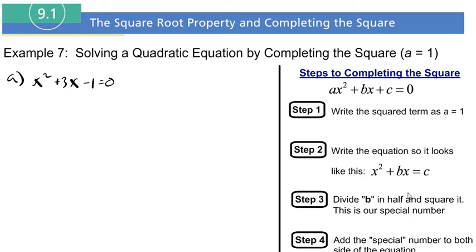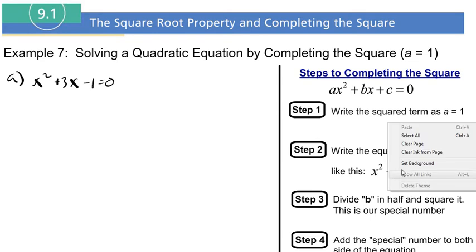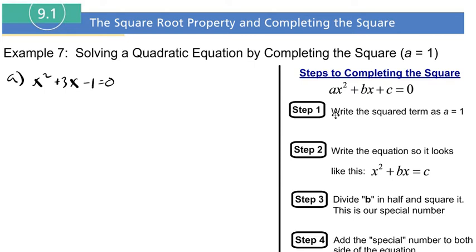Let's go on now to example number 7. In this example, we're still going to be completing the square, and our a term is still going to be 1. The only difference with these examples is that our middle term happens to be an odd number. That throws in a loop, because when we divide by 2 and square it, it's not going to be a whole number. It's going to be a fraction. And so, lovely fractions, we all love those, right? Our best little friends, BFFs.